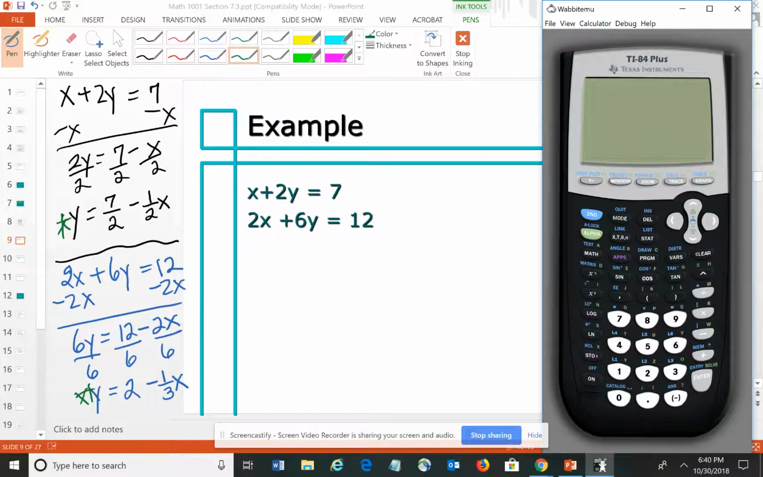Y equals, turn the calculator on. We have y equals, and I'm going to clear the equation that is in there. And we enter 7 divide 2 minus 1x divide 2. And we enter, and then we're going to enter the second one: 2 minus 1x divide 3. And then I'm going to tell it to graph.